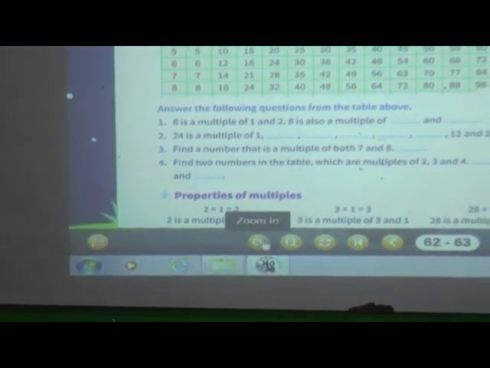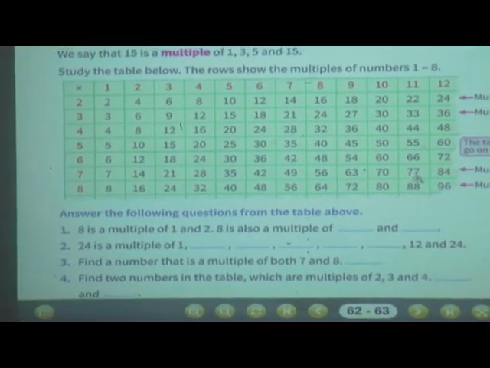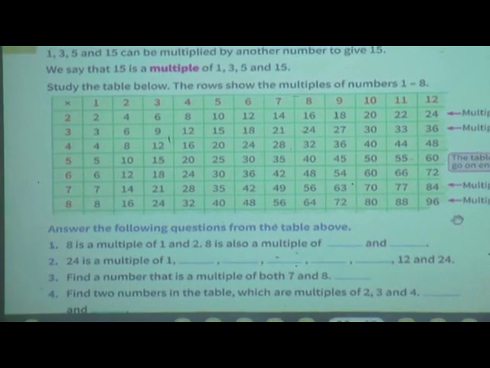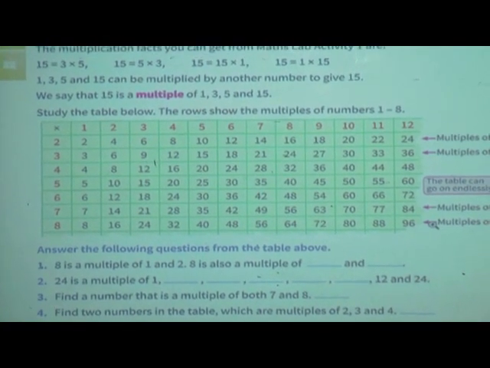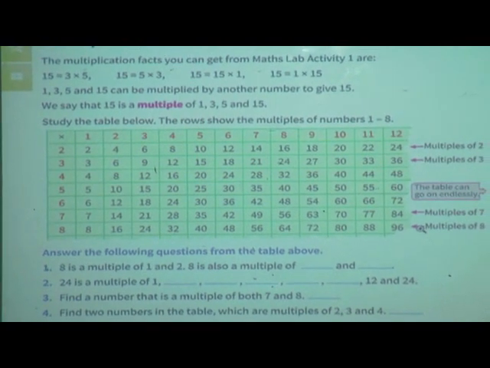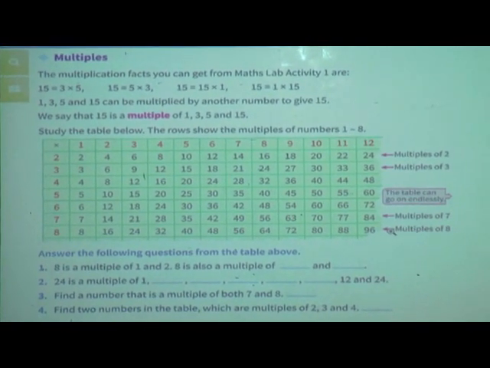Now we will see multiples. Okay. See, what is multiples, students? A multiplication facts that you get from Maths Lab activity 1. Just now we have studied.